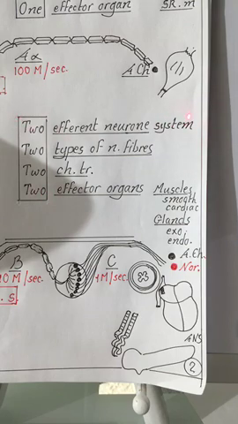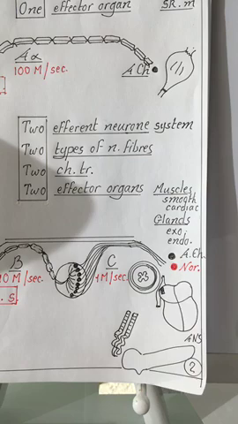Two efferent neuron system, two types of nerve fibers, preganglionic and postganglionic, or sympathetic and parasympathetic, two chemical transmitters, acetylcholine and noradrenaline, two effector organs. Each is divided into two subtypes: muscles, smooth and cardiac muscles; glands, exocrine and endocrine glands.